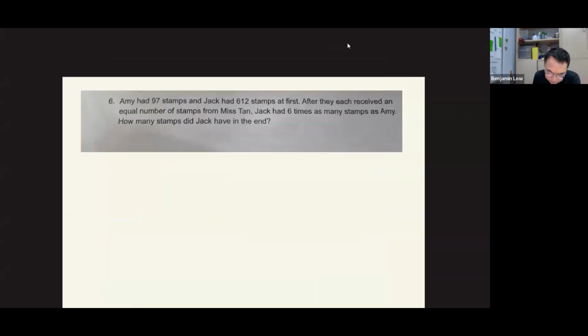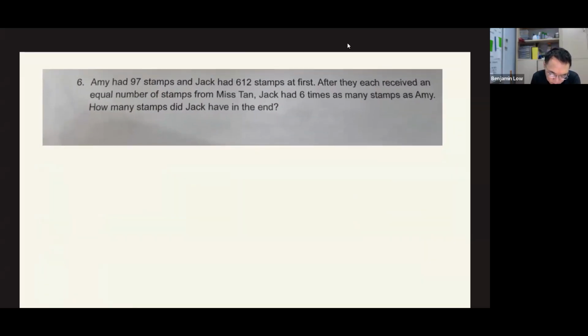Keywords. Keywords are Amy 97, Jack 612 at first. After each received equal, Jack is 6 times of Amy. Question is Jack in the end. Okay.